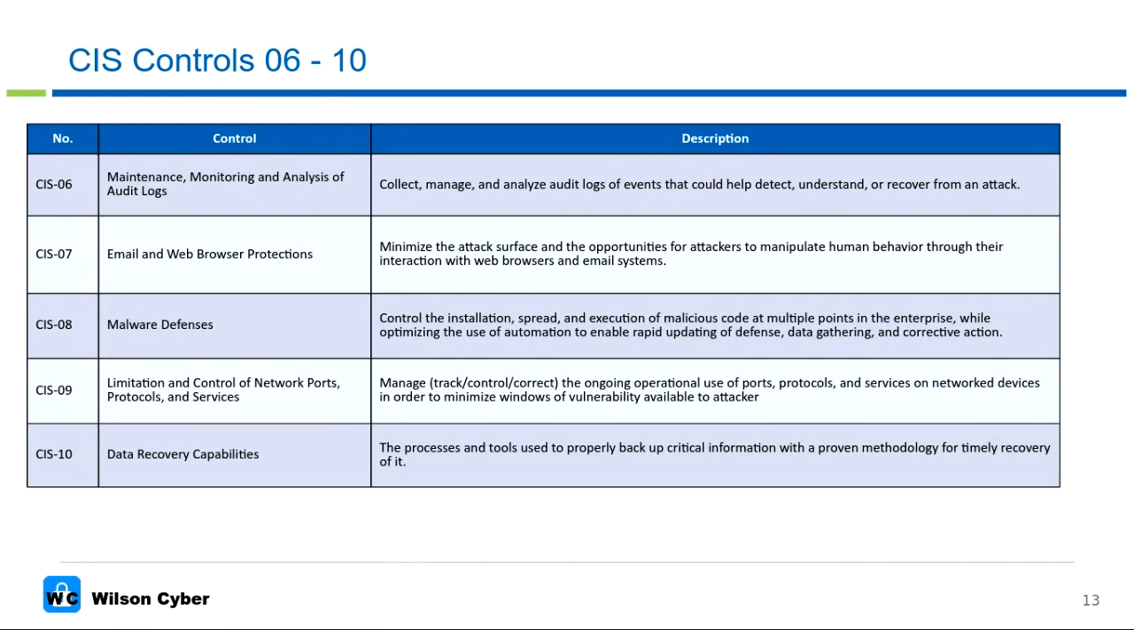Control number 9 is limit and control network ports, protocols, and services. Manage, track, control, correct ongoing operational use of ports, protocols, and services on network devices in order to minimize windows of vulnerability available to an attacker. Control 10 is data recovery capabilities, a process and tools used to properly back up critical information with a proven methodology for timely recovery of it.